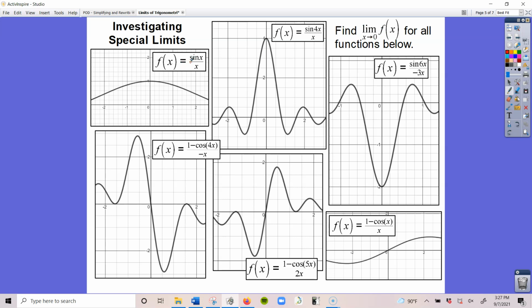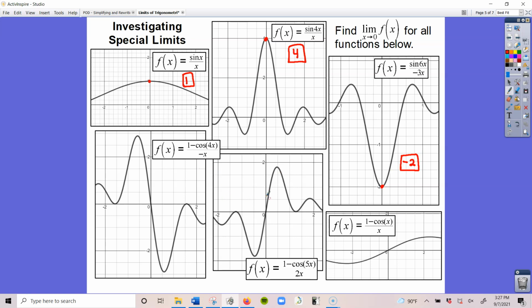So this first function is sine of x over x. And as x is approaching 0, this limit would be 1. For sine of 4x over x, the limit as x approaches 0 is 4. And the last one here on the top, we have f of x equal to sine of 6x over negative 3x. And if you try to find the limit as x is approaching 0, that would be negative 2.